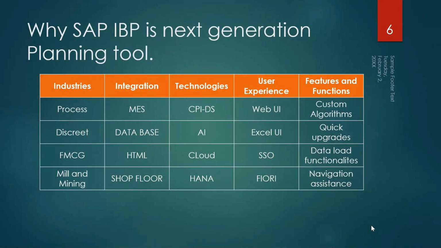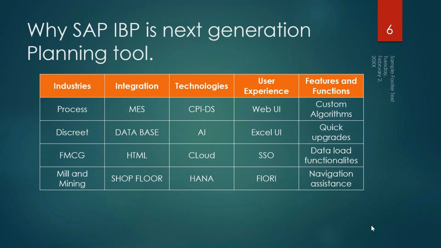So, as a quick questionnaire of why SAP IBP as a next generation planning tool, here we are presenting the different industries which have already started using SAP IBP, and also a few important features of SAP IBP that make it the first planning tool to be adopted across the globe. Let me start with the industries. We speak about process, discrete, FMCG, mill and mining industries. They have already heavily started using IBP implementation, people.